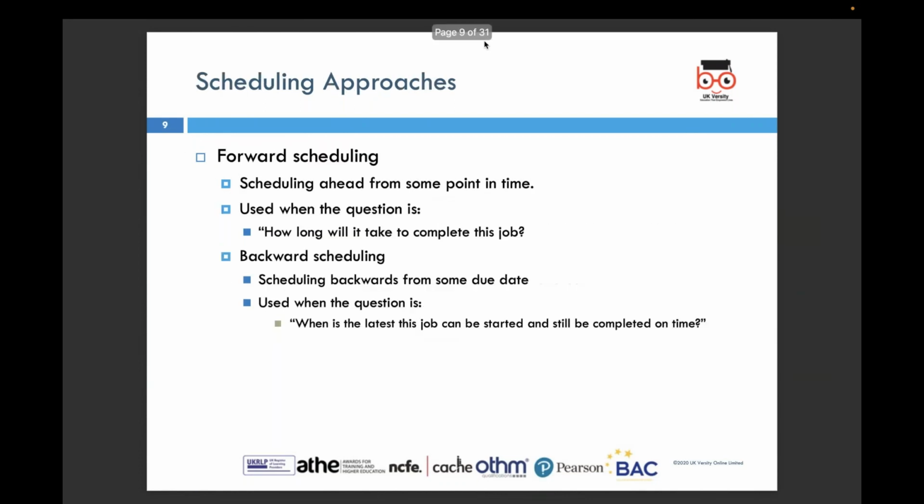Backward scheduling, on the other hand, involves scheduling tasks in reverse order, starting from a given due date or project completion deadline. This method is employed when we want to answer the question, when is the latest this job can be started and still be completed on time? How is backward scheduling typically executed? Define the project deadline, identify task dependencies, then calculate task deadlines, and finally evaluate project timelines.